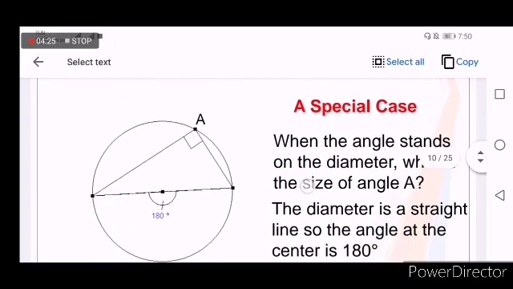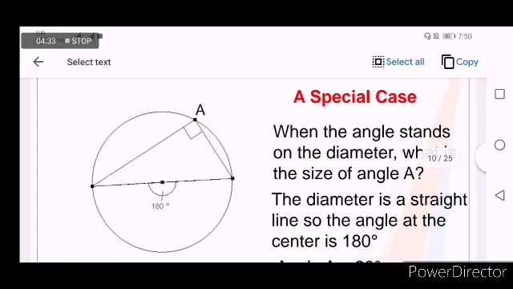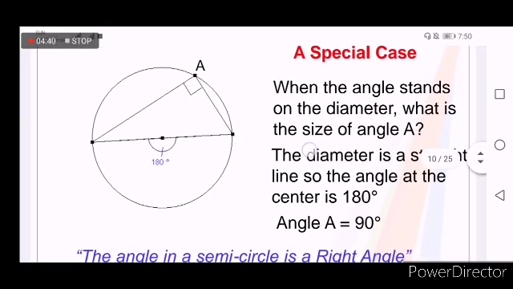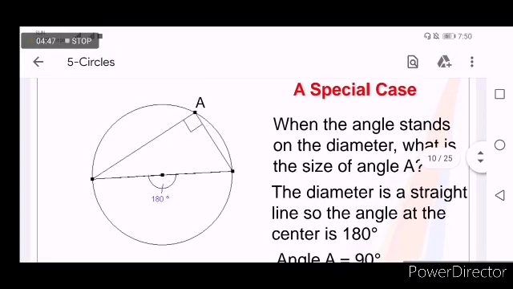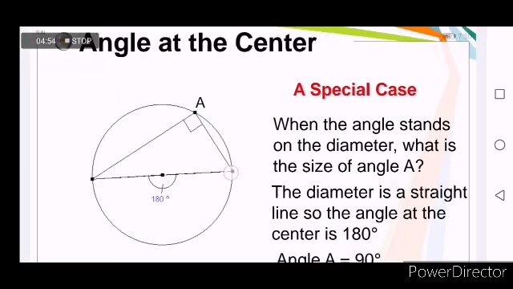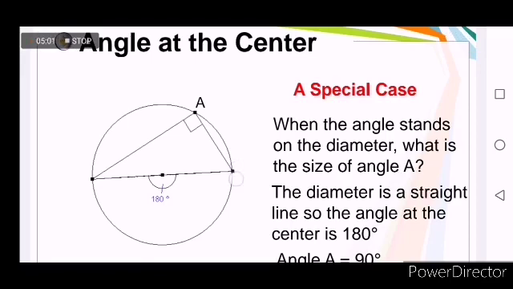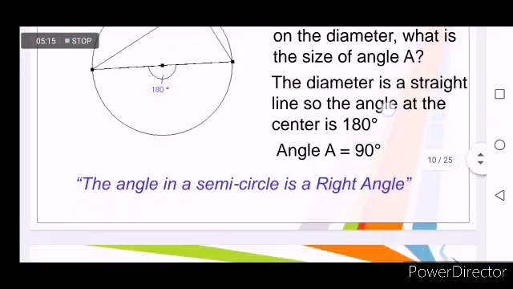It's called Thales' theorem, from the Greek mathematician Thales. He said that when the angle stands on the diameter, like this triangle here, angle A is always 90 degrees. How do we know? Just remember this. For example, you have a semicircle, and this is our diameter. If the endpoints of the diameter of the semicircle or circle form an angle on any point of the circle, the measure is always 90 degrees for a semicircle. I'm emphasizing that because it's often used in problem solving.